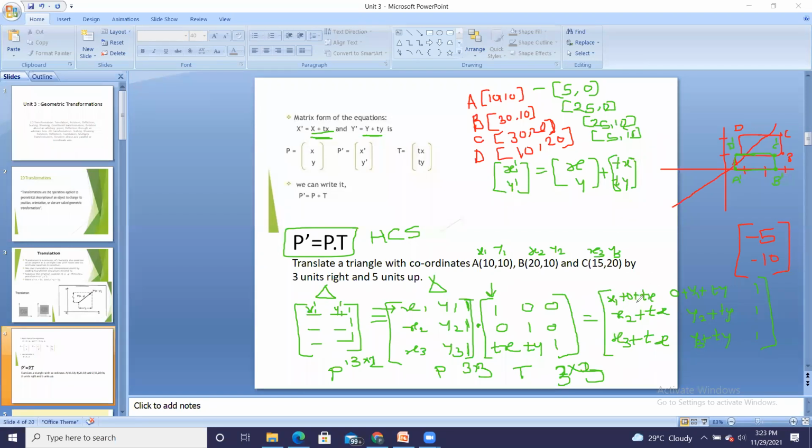Getting it? So here is the use of the homogeneous coordinate system, which we will learn in more detail in the coming lectures. But for the time being, you have to remember the formula for translation in terms of matrix multiplication. If I want to carry out the translation, then it is the original matrix multiplied by this T, where T is written in this fashion: the identity matrix, with only the x and y intercepts written as tx and ty respectively.